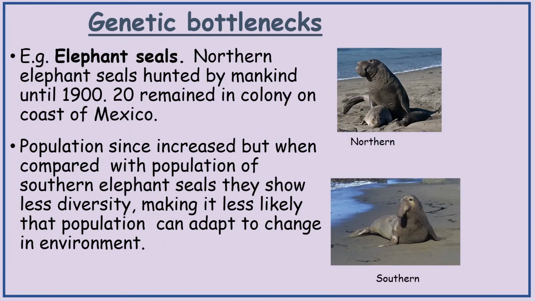An example of a genetic bottleneck is in the elephant seals. The northern elephant seals were hunted by mankind until the 1900s. Twenty remained in the colony on the coast of Mexico. The population has since increased, but when compared with the population of the southern elephant seals, they show less genetic diversity, making it less likely that the population can adapt to change in their environment.